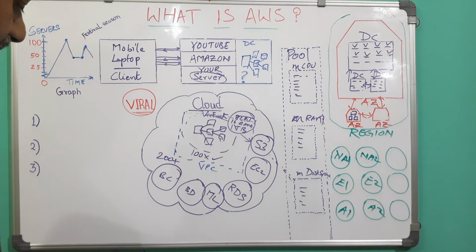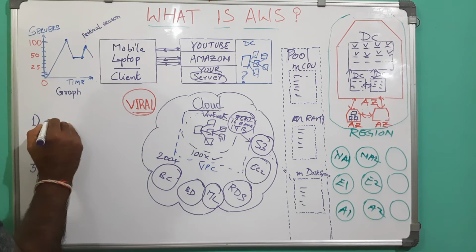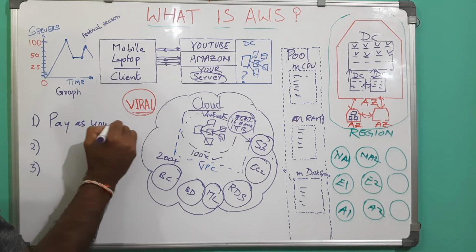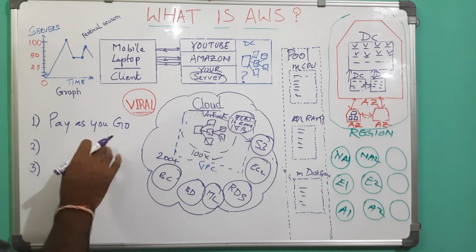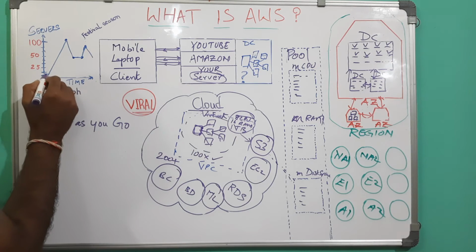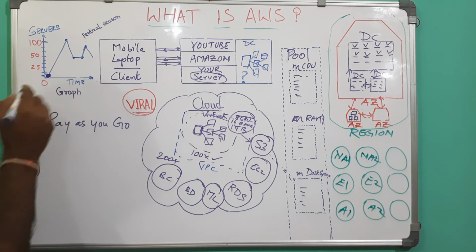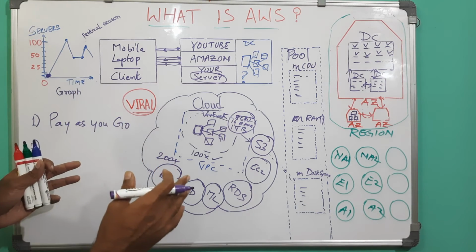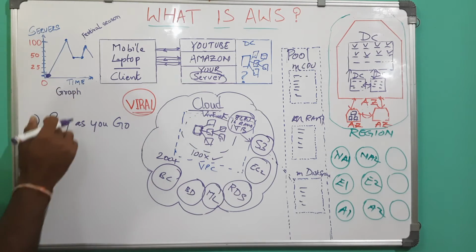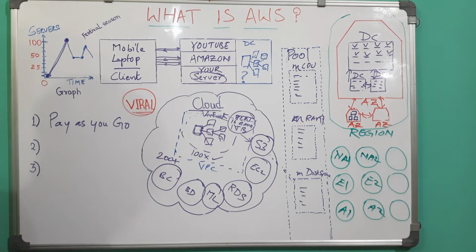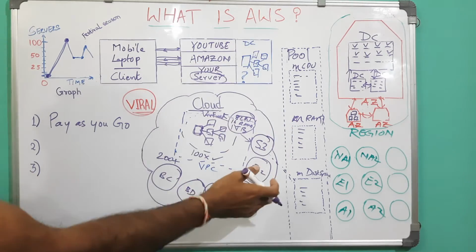So basically, there are three main points that AWS supports. One is pay as you go. So let's say when you originally started, you started with one or two servers, and you don't have to have an upfront cost to set up your whole data center. You can start with one or two servers. Then let's say your application has gone viral and you spiked up. You need 100x servers, and AWS can provision that.